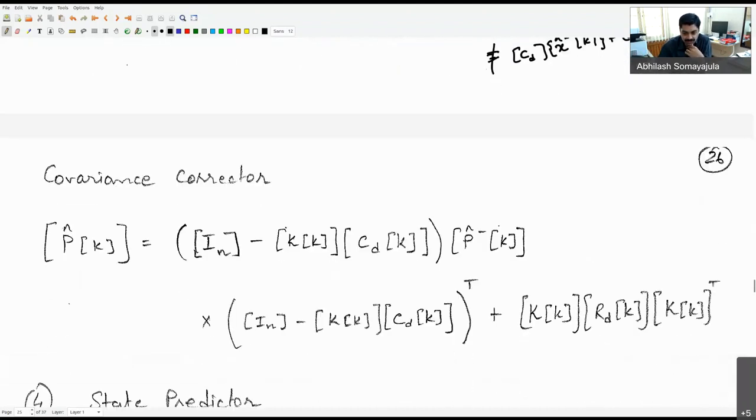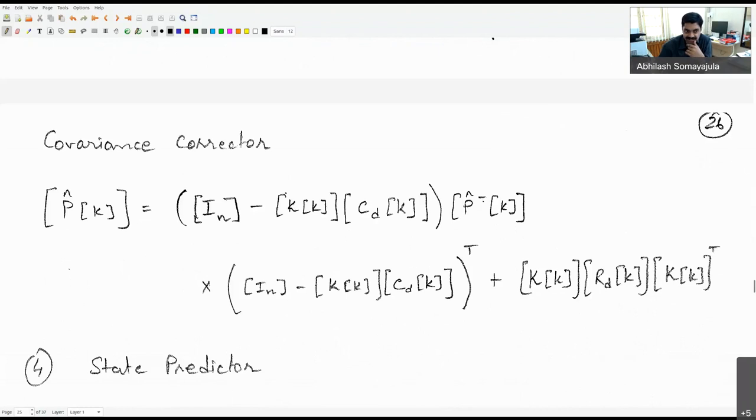Similarly, you will also see the difference in the predictor step. But before I get there, the covariance corrector step is exactly the same as what you saw before. Same as before. There's no difference.